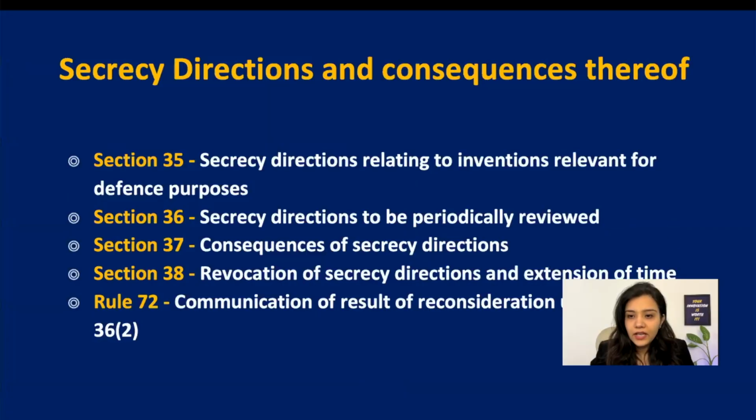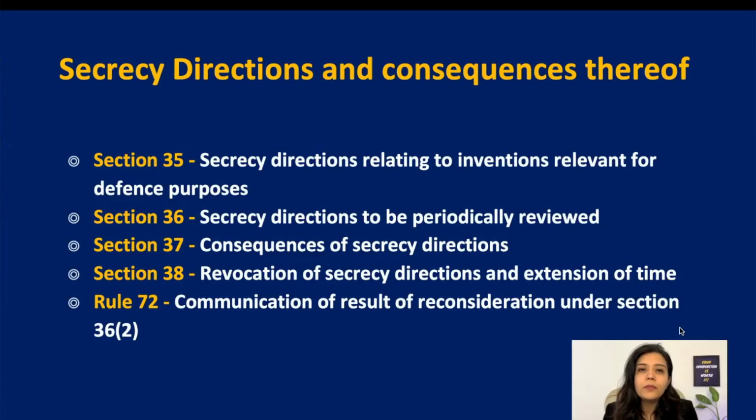So, secrecy directions, why are these important? There may be some inventions which are related to defense purposes, and because that may hamper the security of a country, we have some secrecy directions. Whenever these directions are imposed, the patent application generally does not get published for that time period. The relevant sections for secrecy directions are 35, 36, 37, 38, and Rule 72.